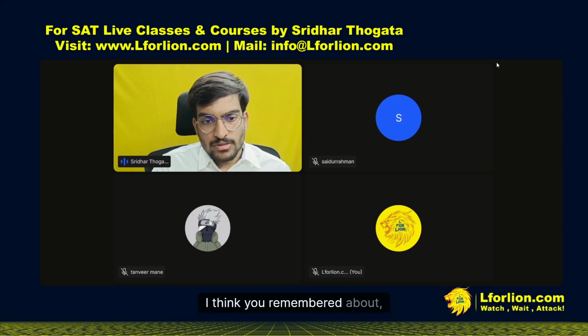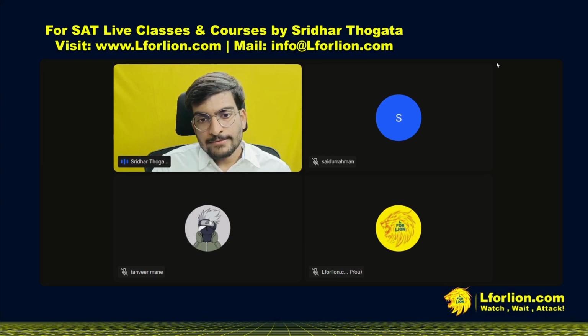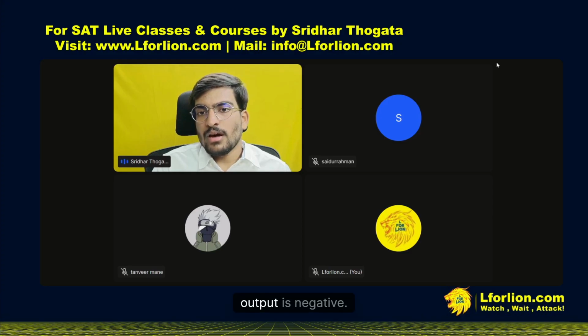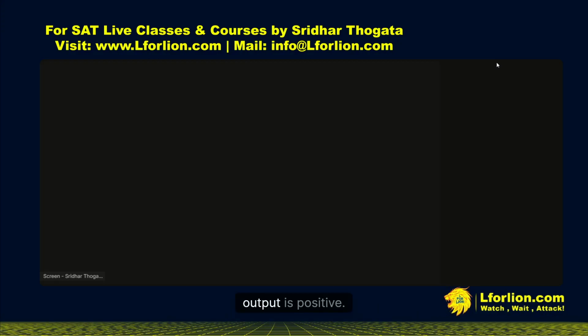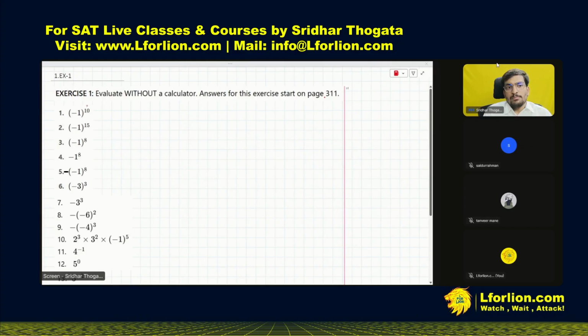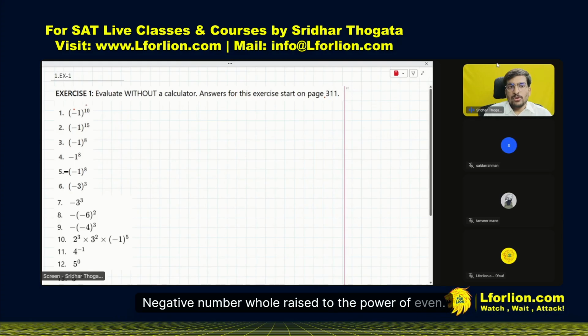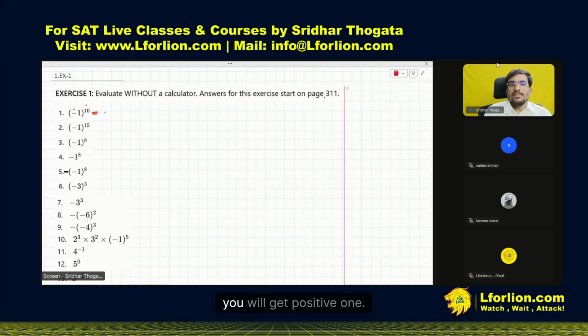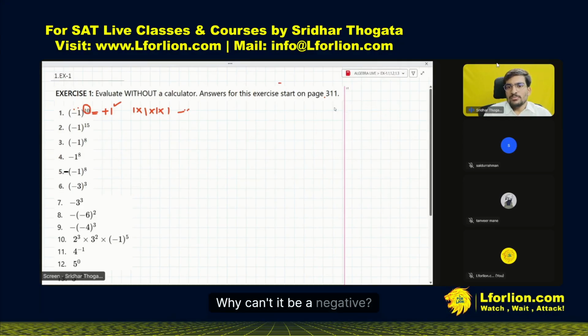Before starting exercise 1, I think you remembered that if the power is odd, then the output is negative, and if the power is even, the output is positive. So here, negative 1 whole raised to the power of 10. A negative number raised to an even power gives positive 1. 1 multiplied by itself 10 times will be 1 only. And it is an even number on the top, so you end up with a positive number. I already taught you why it is positive. Why can't it be negative?